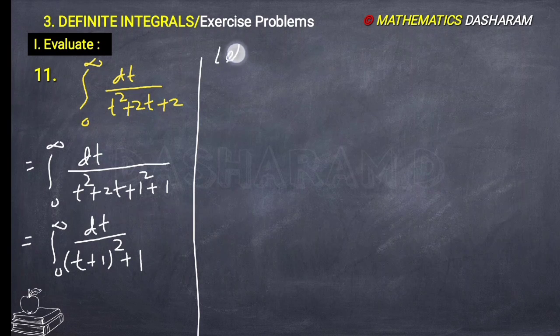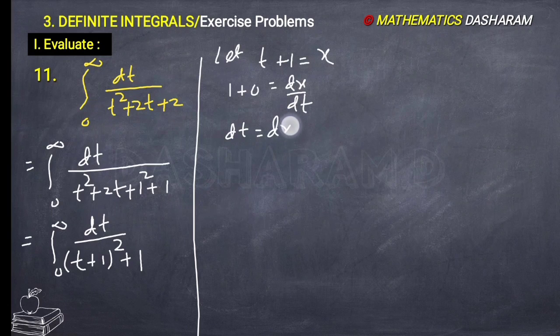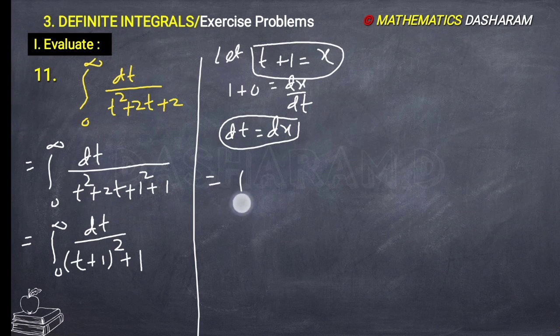So now let's substitute the t plus 1 equals one new variable x, and its derivative is 1 plus 0 equals dx by dt. 1 plus 0 is 1, then dt equals dx. Let's substitute these two values in this result. Then it is equal to integral 0 to infinity dx, because here dt equals dx, and t plus 1 equals x, so x square plus 1.